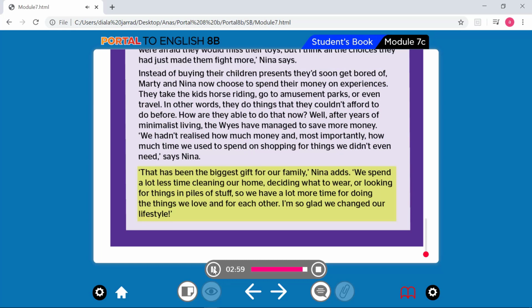We spend a lot less time cleaning our home, deciding what to wear, or looking for things in piles of stuff. So we have a lot more time for doing the things we love, and for each other. I'm so glad we changed our lifestyle. Okay, now let's go and answer the questions that follow this text. But before that, I would like to highlight some vocabularies and phrases that were mentioned in the text.